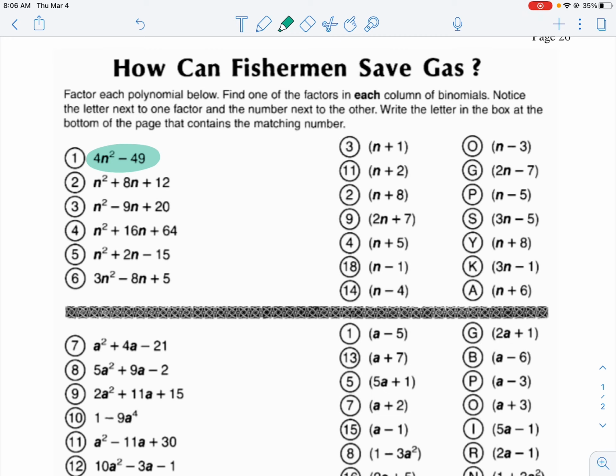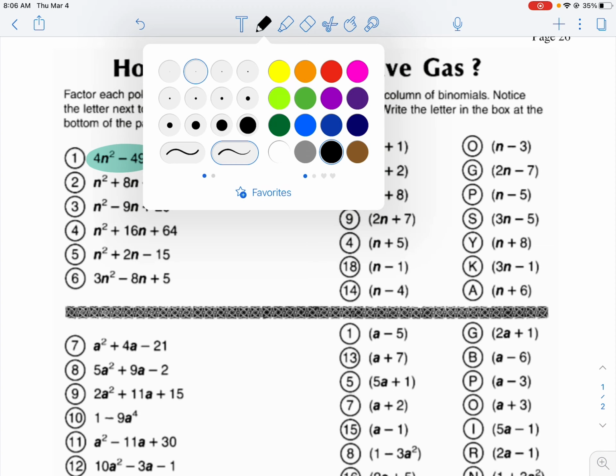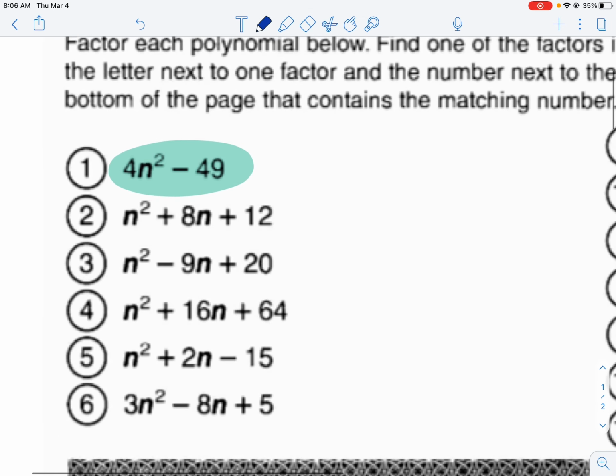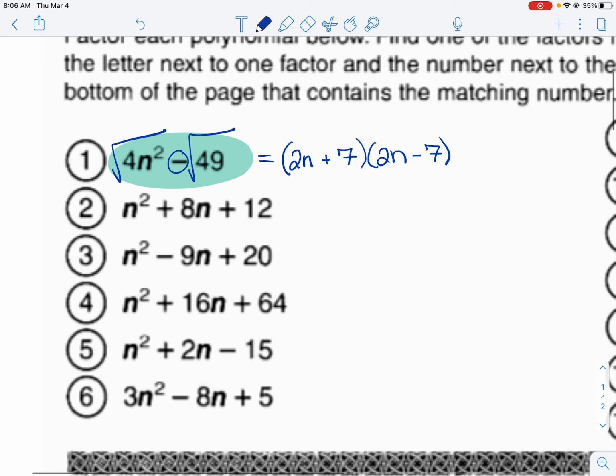So when I look at this, 4n squared minus 49, there's no greatest common factor between those two terms. So next I want to check and see, are they perfect squares? Well, 4 is a perfect square and 49 is a perfect square. So my factors become the square root of the first term and the square root of the last term. It's also important there's subtraction between them. So the square root of 4n squared is 2n, and the square root of 49 is 7. So my factors are 2n plus 7 and then 2n minus 7. Again, it doesn't matter which one comes first. And that's all that you need to do.